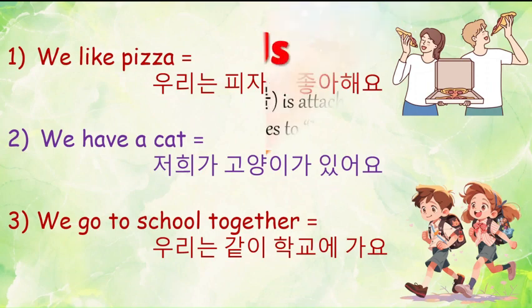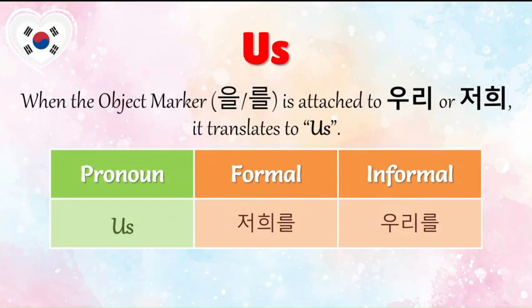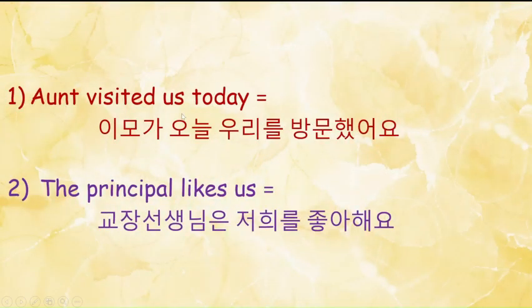Now let's see how to say us in Korean. When the object marker is attached to 우리 or 저희, it translates to us. Very simple. So whenever you're having a formal conversation and you have to say us in Korean, you're going to say 저희를. And in case of informal, it will be 우리를. This is very easy. How to say us in Korean: 저희를, 우리를.